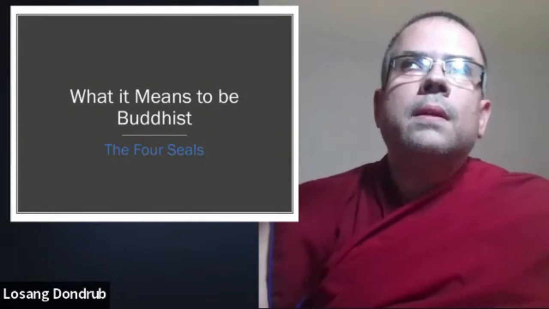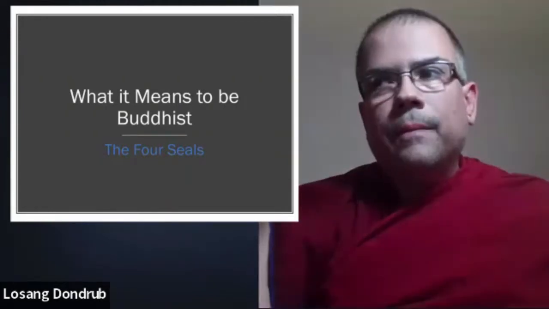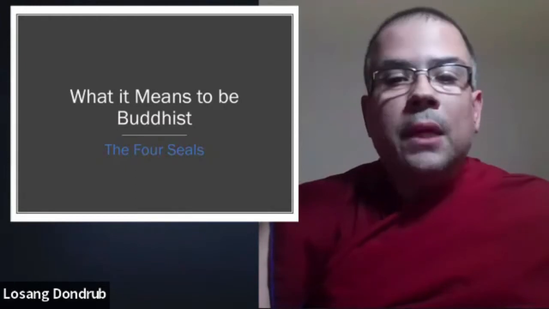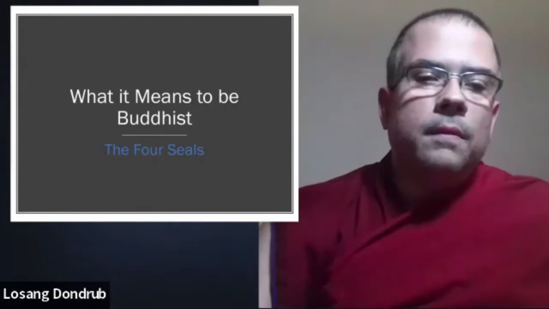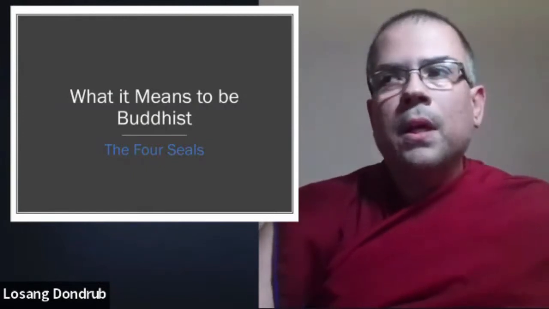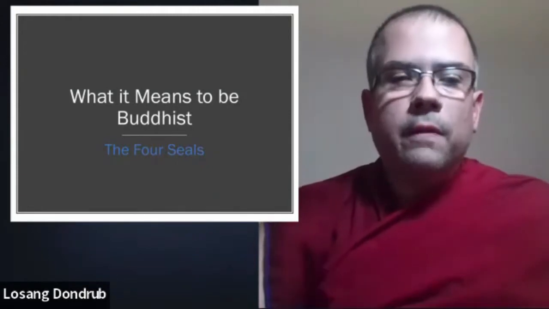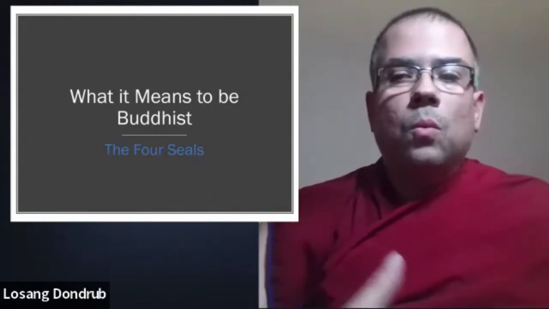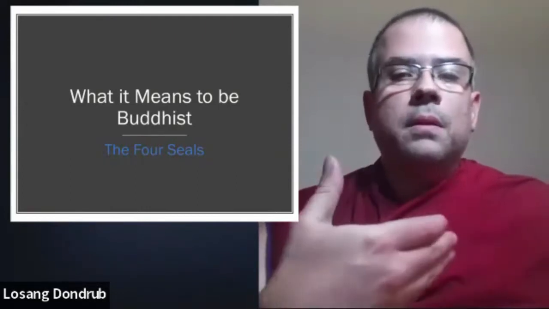So the four seals are four things that distinguish Buddhist philosophy from non-Buddhist philosophy. Four things that, if you can find these four things, then you've certified that what you are being told is a valid Buddhist doctrine.